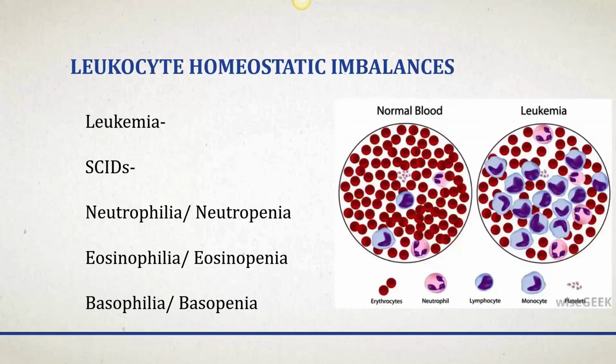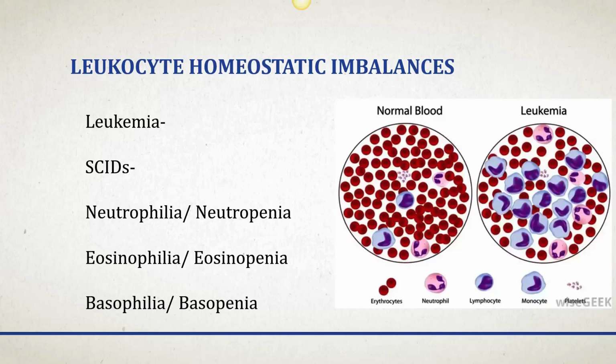Those differential white blood cell counts can help diagnose these types of homeostatic imbalances. So leukemia is a cancer of the blood cells. Usually in leukemia, you have an excess number of white blood cells, and they're usually immature white blood cells. So there's some type of blast cell that you're going to find in excess in peripheral blood. SCID, severe combined immunodeficiency, is when you're completely lacking T cells or B cells. So that leads to a decrease in production of those cells.